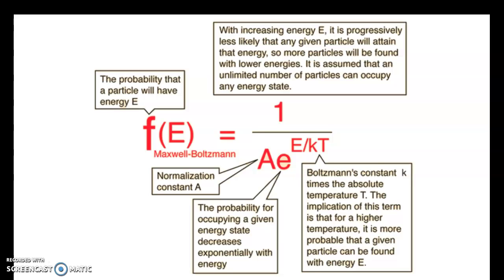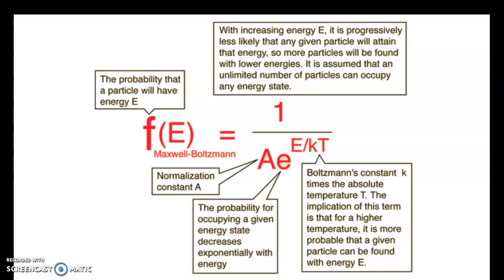And if you look at the Maxwell-Boltzmann distribution, you have different parts. You have here the probability that a particle will have energy. That's what you're solving for. And with this example, you can see with increasing energy, it is progressively less likely that any given particle will attain that energy. So more particles will be found with lower energies.